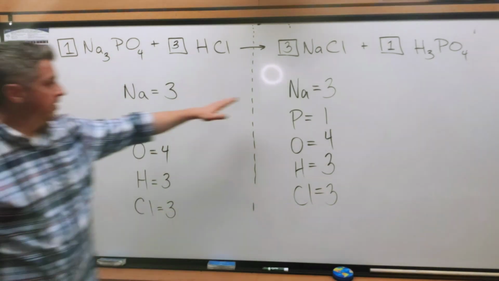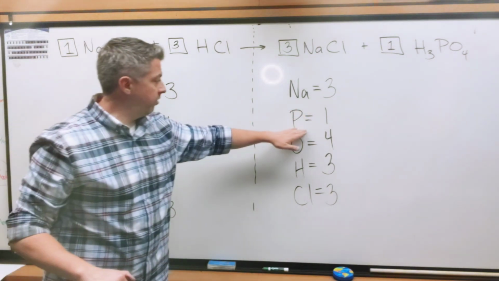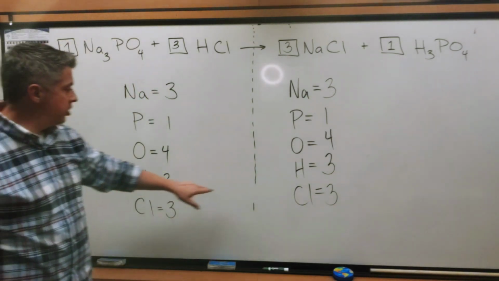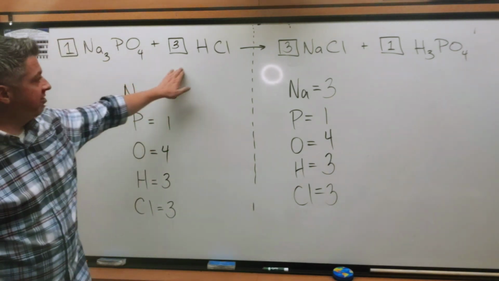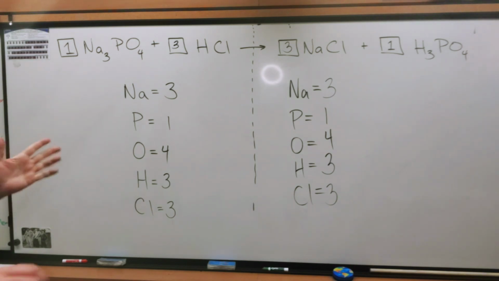3 Na, 3 Na, 3 sodiums each. We start off with 1 phosphorus, we end up with 1 phosphorus. We had 4 oxygen, we end up with 4 oxygen. 3 hydrogen, 3 hydrogen, 3 chlorine, 3 chlorine. This is your answer. Those are the ingredients that you need. Everything's perfectly balanced.